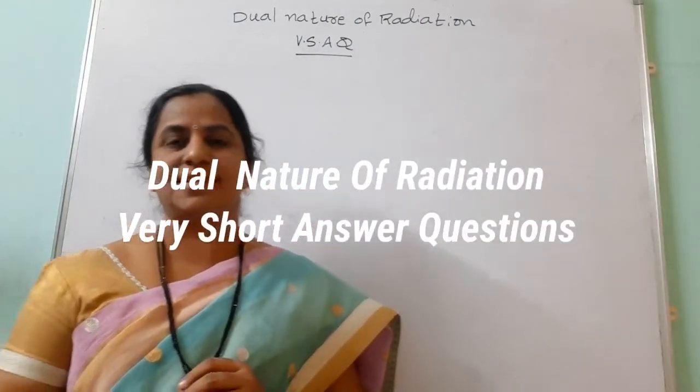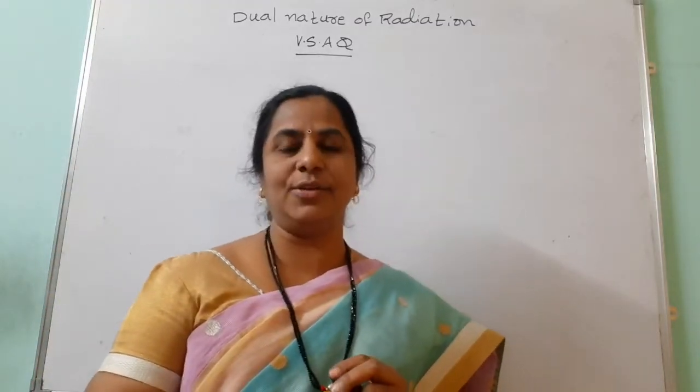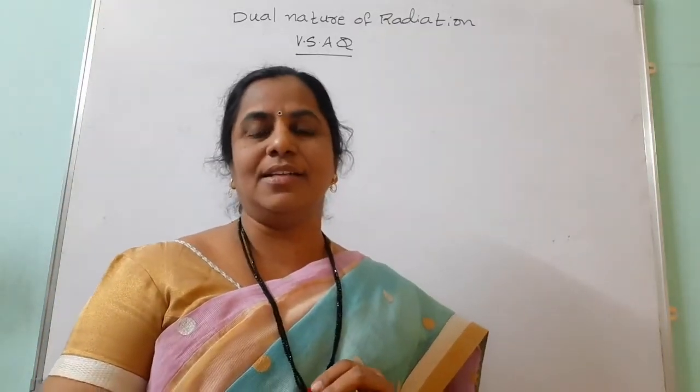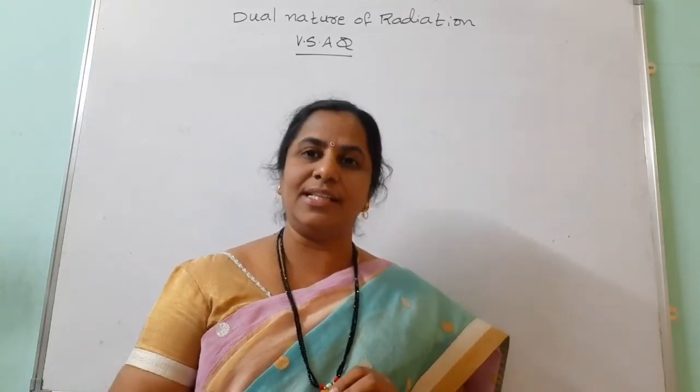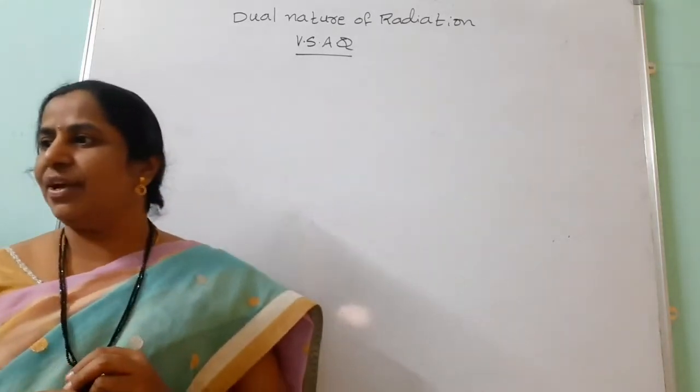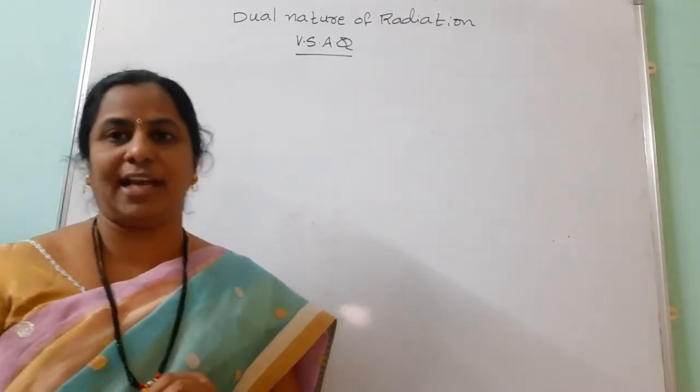Now we are going to discuss very short answer questions in dual nature of radiation and matter. One question from this is compulsory in the board exam. The first very short answer question is, what are the cathode rays?